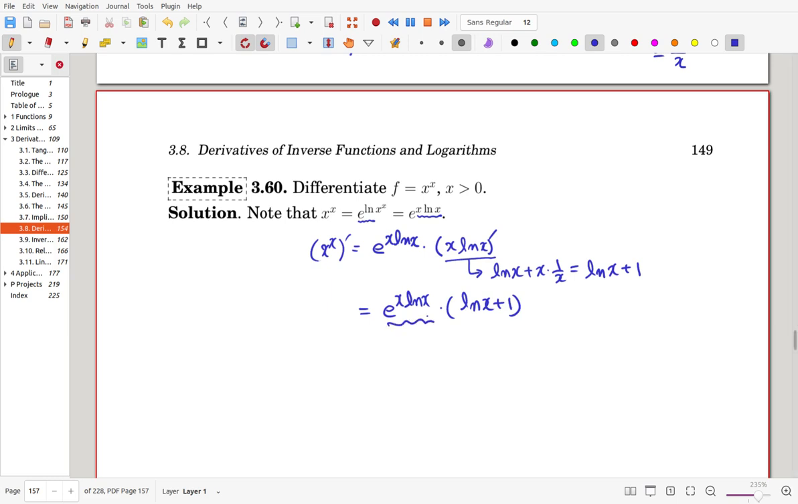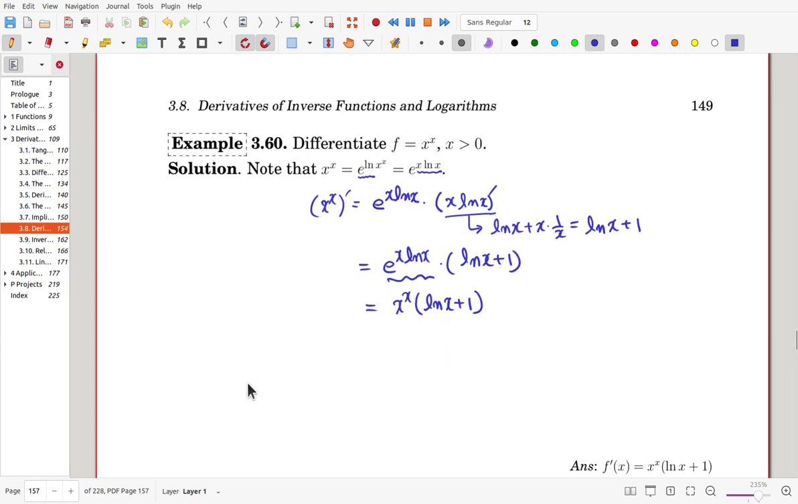However, this term is the same as originally x to the x, so that here we have x to the x, and that is times logarithm x plus 1. Okay, that is the final answer.